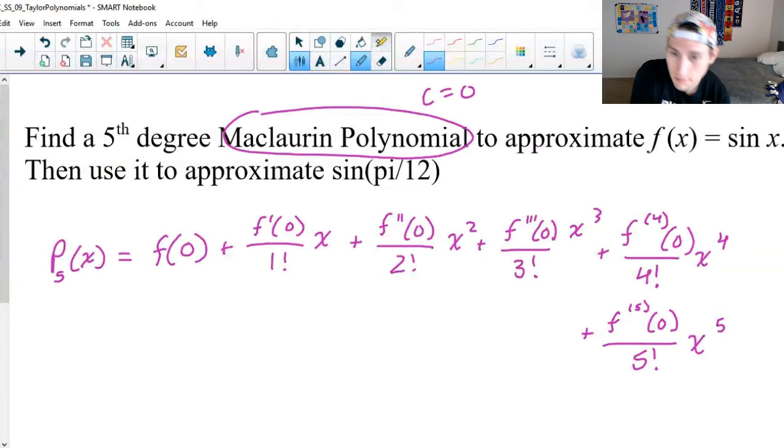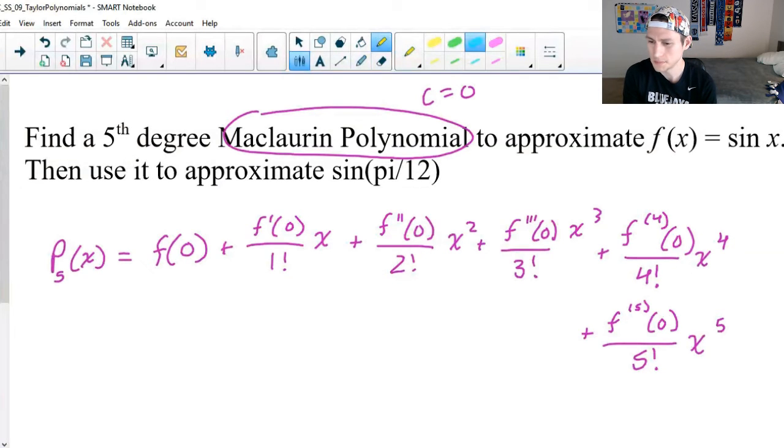Now notice once we get above triple prime, instead of writing 4 tick marks to mean fourth derivative, we just put the 4 up there in parentheses, or we put the 5 up there in parentheses, so you don't have to list a ton of little tick marks. Okay, so now let's figure out what these things are. Mostly I just need the derivatives. I need the first, second, third, fourth, and fifth derivative, and I need to plug in 0 to those and see what I get.